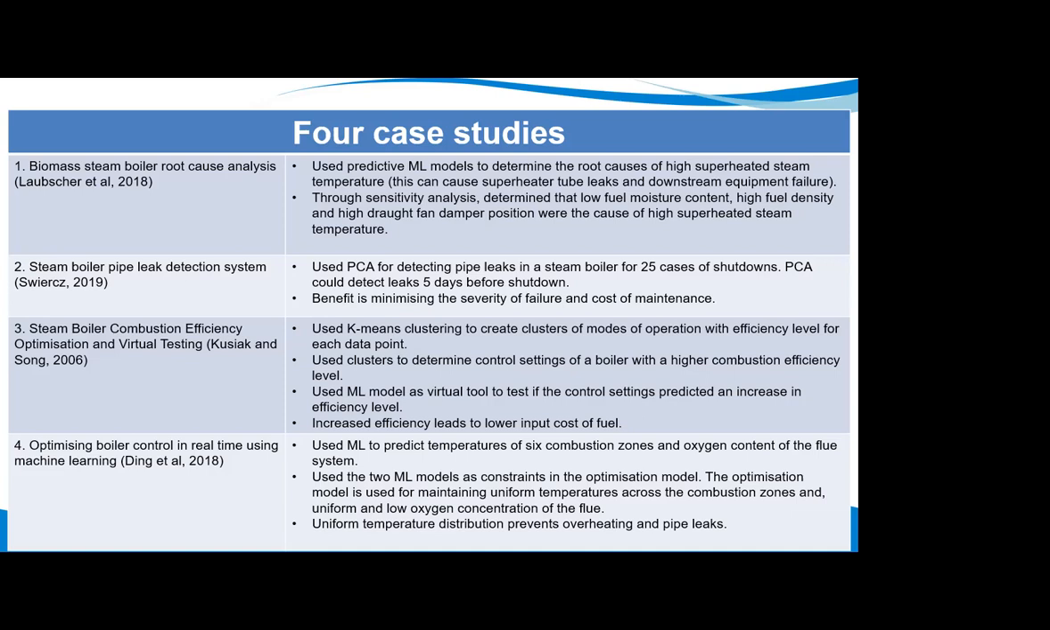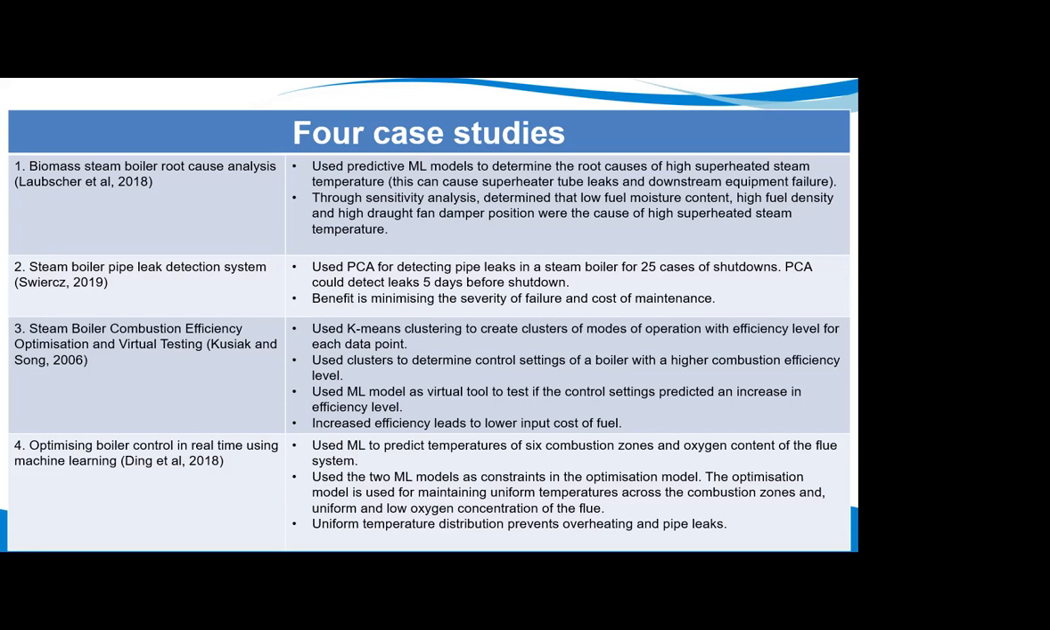The second study was on the steam boiler pipe leak detection system. Also, this was on a steam boiler in Poland, a 600 megawatt steam boiler, which in terms of power generation is equivalent to one of our steam boilers in South Africa. So in this case, they used principal component analysis to detect pipe leaks in steam boilers. And they applied this for 25 cases of shutdowns, and the PCA could actually detect pipe leaks 5 days ahead of the shutdown or just before the shutdown.